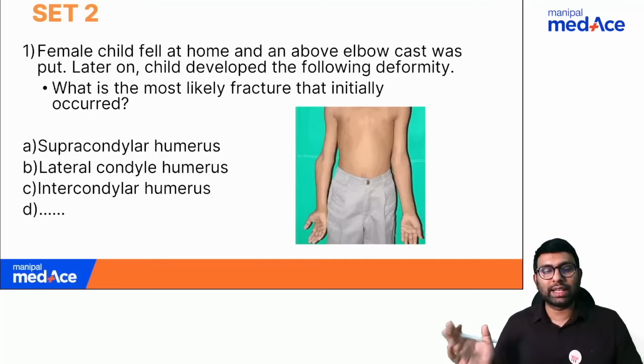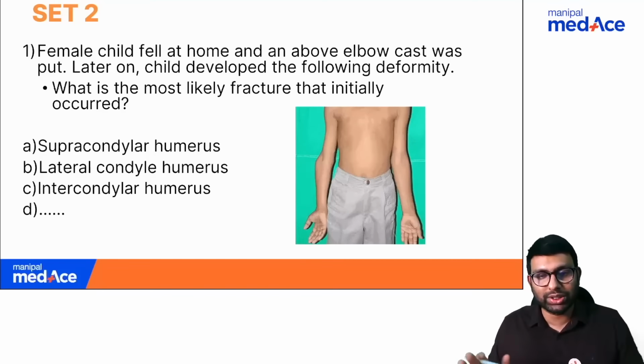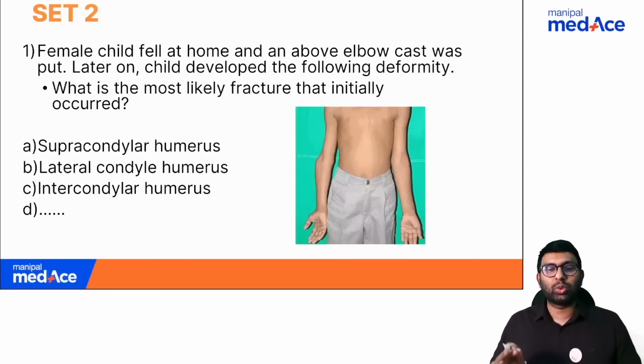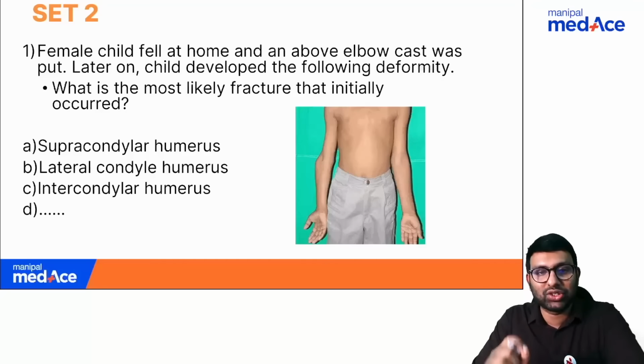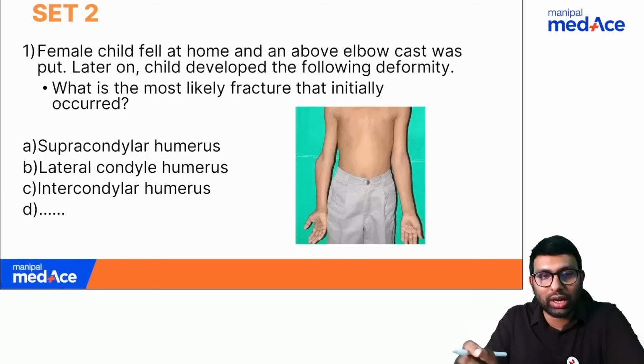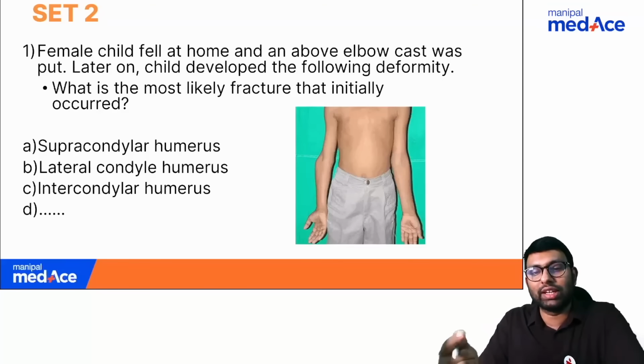Now let's go to set 2. In set 2, there were again 10 questions asked from orthopedics. The first question, they've given you that there is a female child who had fallen at home, and after that he had gotten an above elbow cast. Later on, the child developed the following deformity. What is the most likely fracture that would have initially occurred?